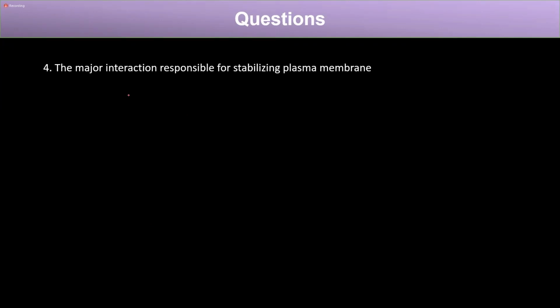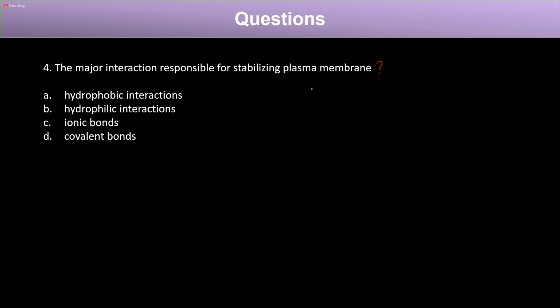Now the third question is, what are the major interactions responsible for stabilizing the plasma membrane? So we just saw that the plasma membrane is made up of lipid bilayers, right? It is made up of lipid bilayer, and these lipids interact with each other. With what force? They interact with each other via hydrophobic interaction. So the correct answer will be hydrophobic interaction.